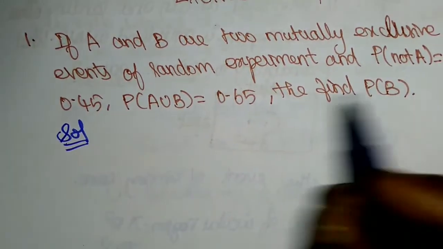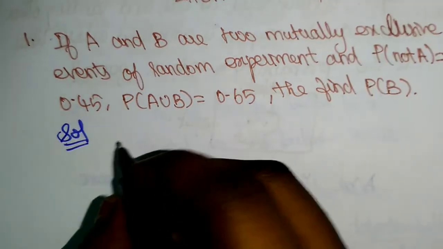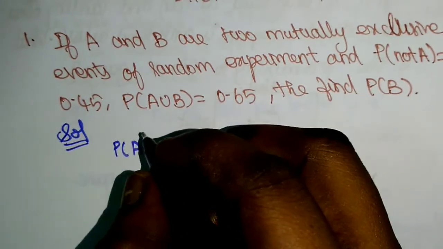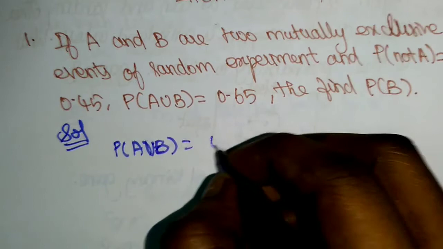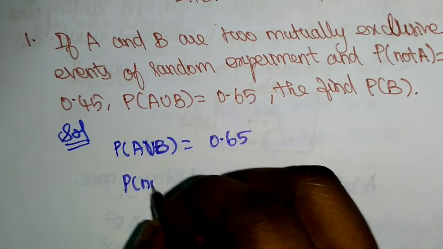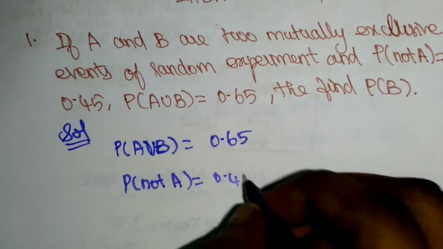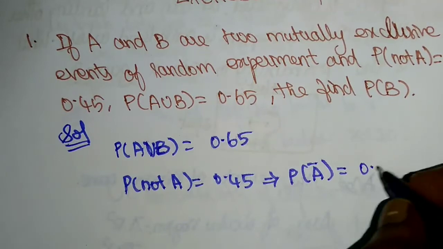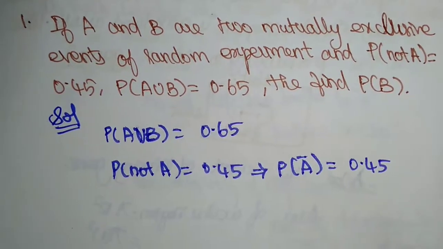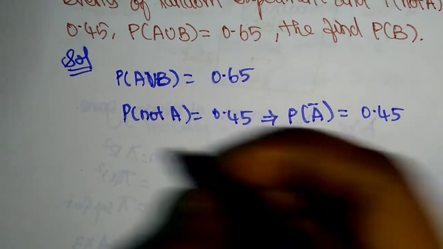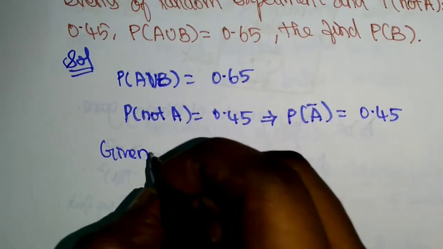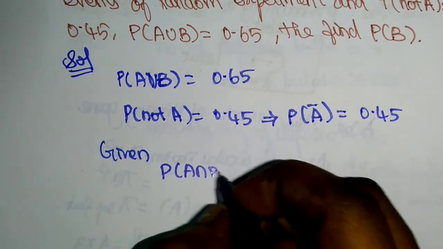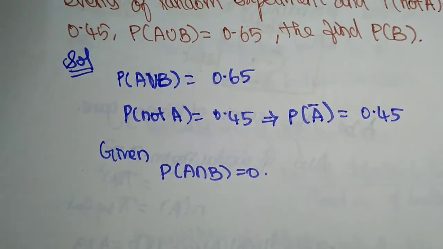Here, solution, we have P of A union B is equal to 0.65, P of not A is equal to 0.45. P of not A can be written as P of A bar is equal to 0.45. Okay, and here given A and B are two mutually exclusive events. So P of A intersection B is equal to 0.